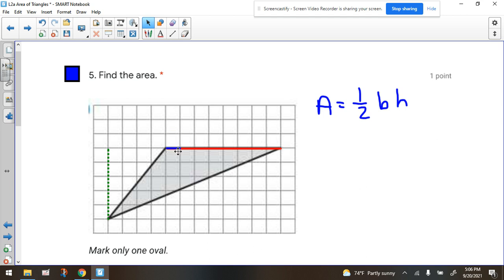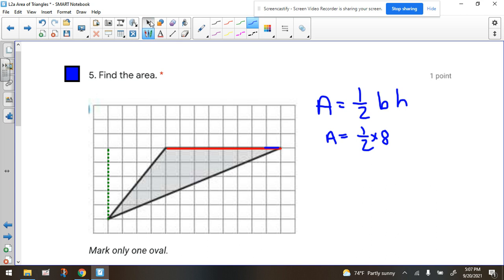So let's do that. 1, 2, 3, 4, 5, 6, 7, 8 units. Let's substitute that underneath the B, and let's bring down the constant, which is a half. Now remember, we're multiplying this stuff together. And let's get the height.